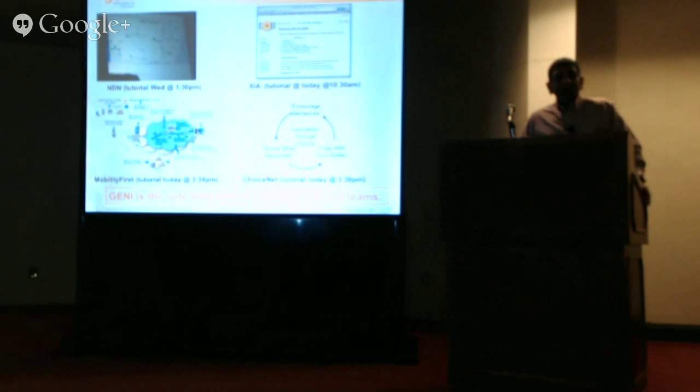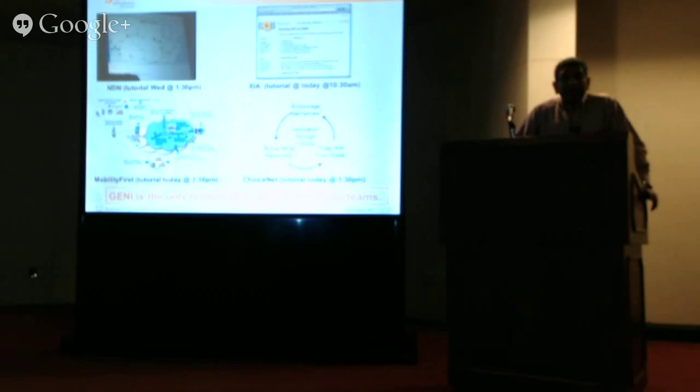NSF is funding large future internet architecture projects. Four of them are either using GENI or have used GENI. Starting from the bottom left, the MobilityFirst project. One of the things about this GEC is that all four of these future internet architecture projects are doing tutorials at this GEC. So if you want to learn more, you can go to the tutorials. The bottom left is MobilityFirst.